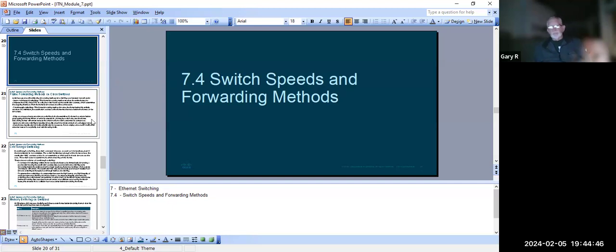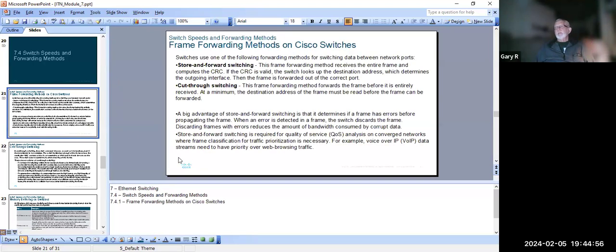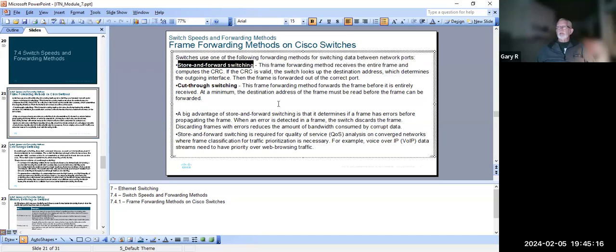All right. Now, we're going to get into some forwarding methods. These things that we're covering right here are things you need to know for the test. There are times when you might also want to know these if you're making a buying decision. For the most part, though, out in the world where you're working with higher end switches, they're all going to use store and forward switching, and there really isn't going to be any reason for you to configure it otherwise.